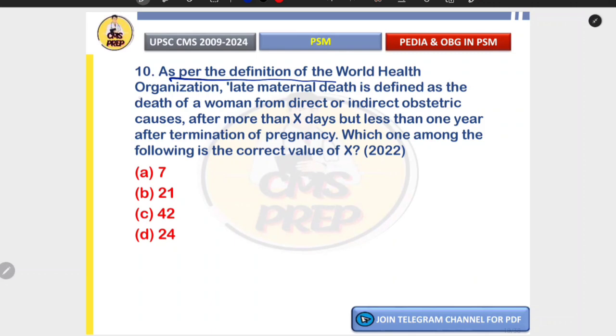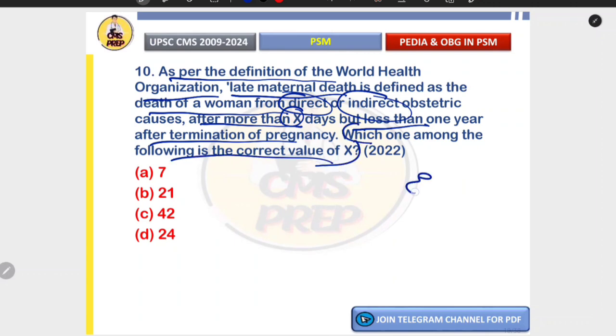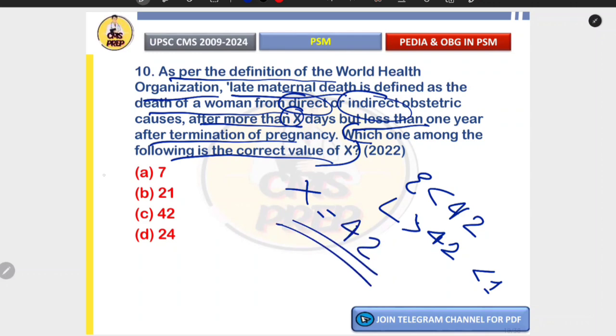As per the latest definition of WHO, late maternal death is defined as death of a woman from direct or indirect obstetric causes after more than X days but less than 1 year after termination of pregnancy. Which among the following is the correct value of X? Early maternal death is within 42 days and late maternal death occurs after 42 days but within 1 year. So the correct value of X is 42 days. Other options are just arbitrary numbers, and WHO describes late maternal death after 42 days but within 1 year. So the correct option is C.